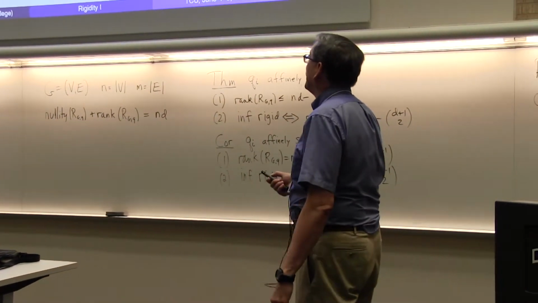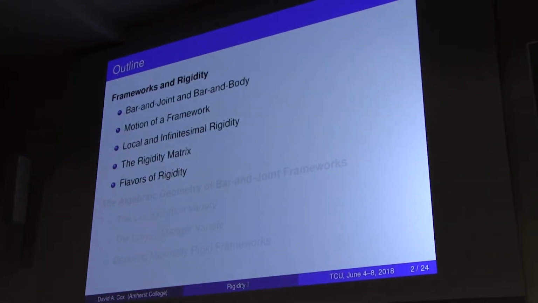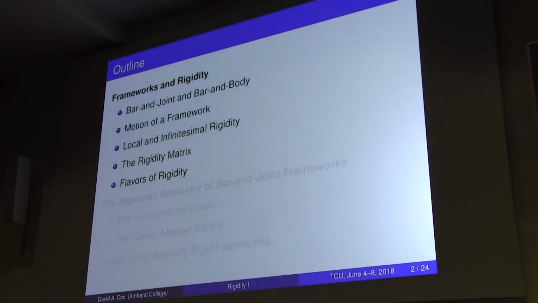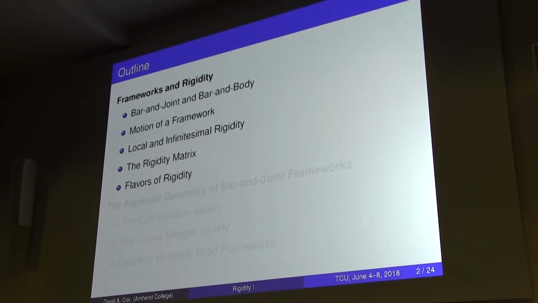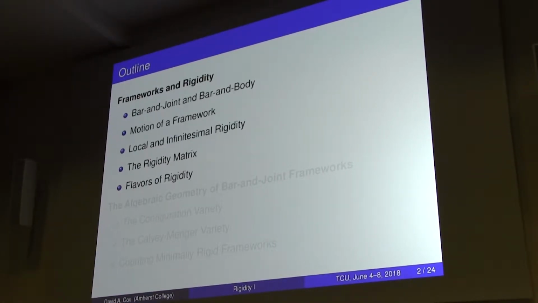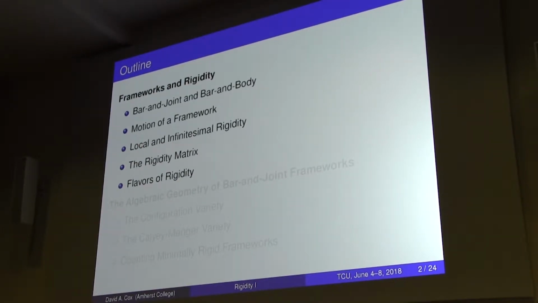So the plan for the geometry is, first I'm going to talk about frameworks and rigidity, and this is pretty much just an introduction. There are various different types: bar and joint, bar and body, and other kinds as well that Jessica might tell us about. And they'll talk about motion. And of course, rigidity means we don't want motion. And what does that mean? There's local rigidity, infinitesimal rigidity. You'll see there's a matrix that gives us a lot of good information. This stuff on the board is how that matrix interacts with some things. And then besides the local and infinitesimal, there are other flavors of rigidity that we'll also play with.